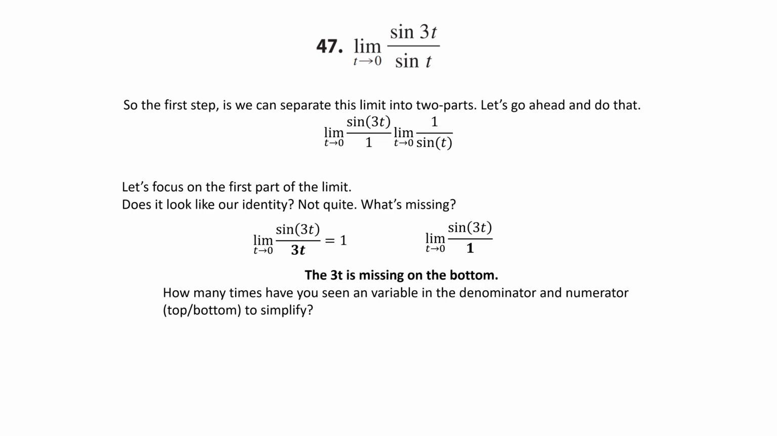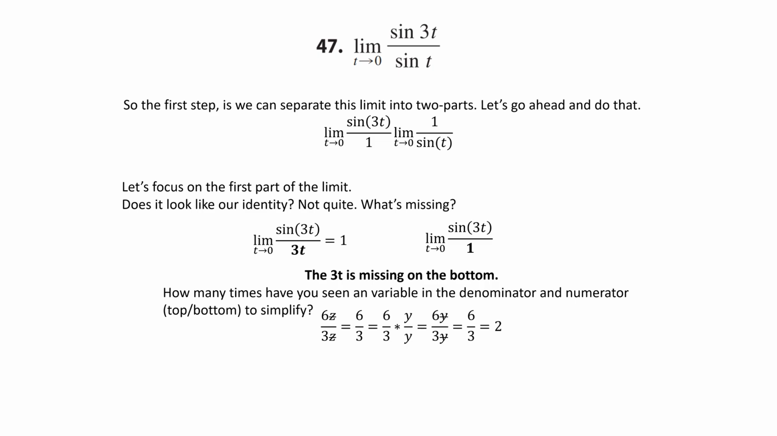So just a quick question for you. How many times have you seen a variable in the denominator and numerator, or the top and bottom, and to simplify it, you just kind of cross it off? So if you look at the first step here, you have 6z over 3z, and I'm just crossing out the z, so it gives you 6 over 3.